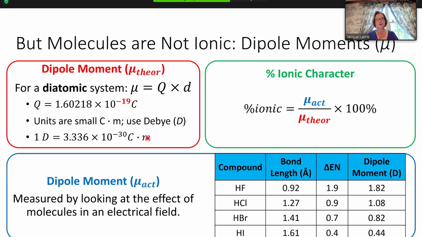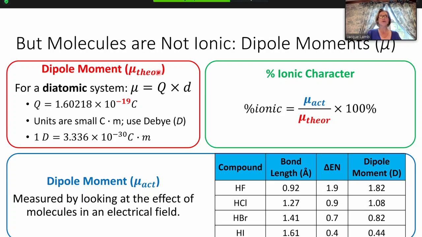And the distance between atomic centers is on the order of picometers. So they're very short, so the units for this are very, very small. This is the theoretical calculation of the dipole moment, and from that, we can measure the ionic character.